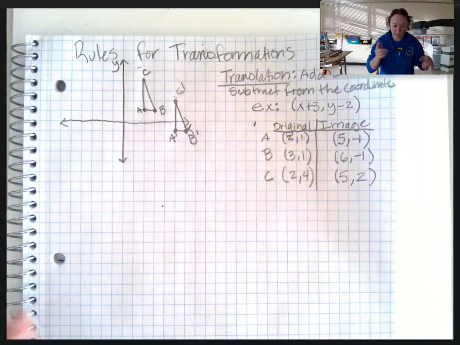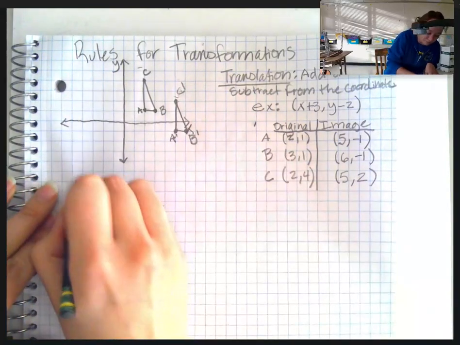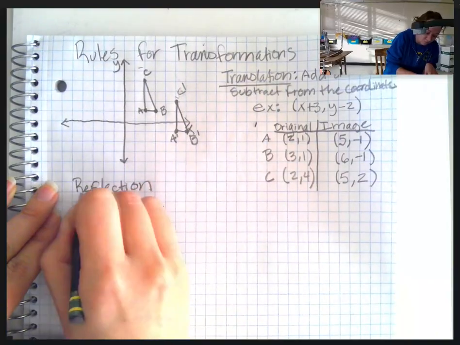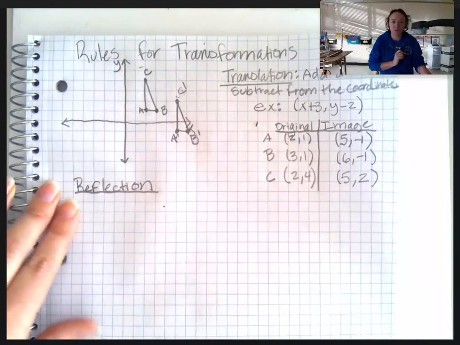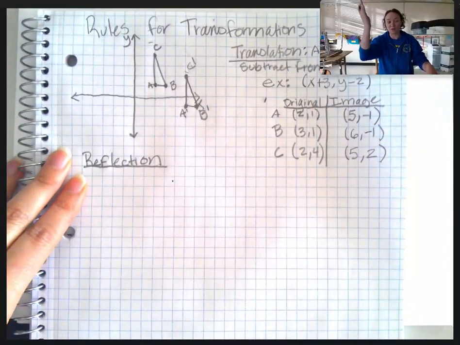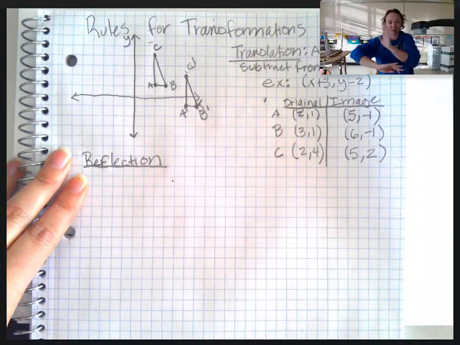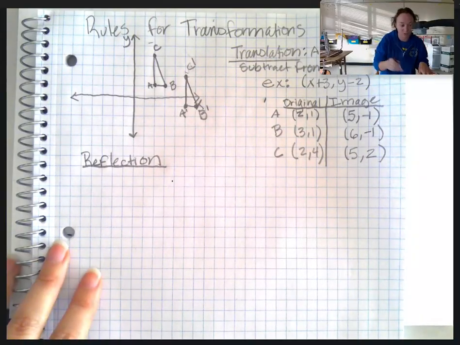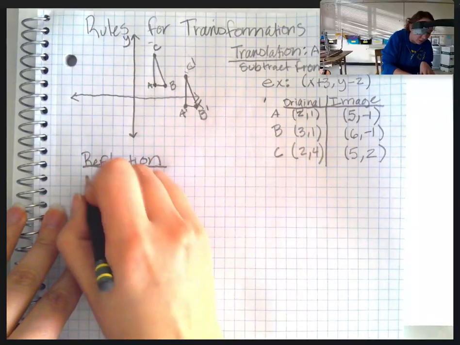We can also do a reflection. So we're going to write a rule for a reflection just for whether you're reflecting over the x-axis or whether you're reflecting over the y-axis. We're not going to write rules for reflecting over any other random lines, but that means we need 2 different rules.